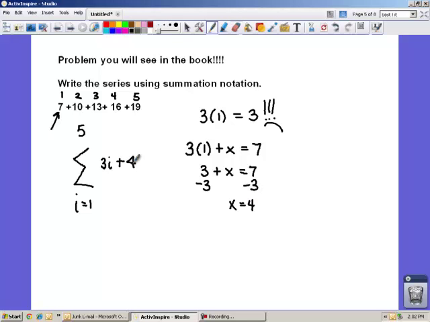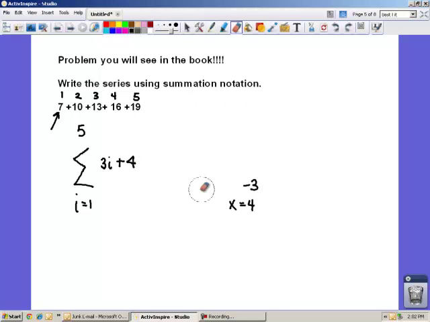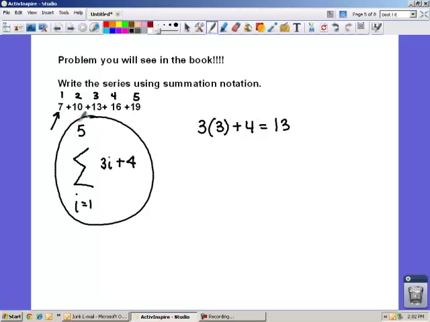We're ready to go. Why don't you go ahead and check some of these? Let's choose i equals 3. And let's see if we get 13. So if we plug in 3 for i, we have 3 times 3, which is 9, plus 4, 13. So it works. This is our answer.